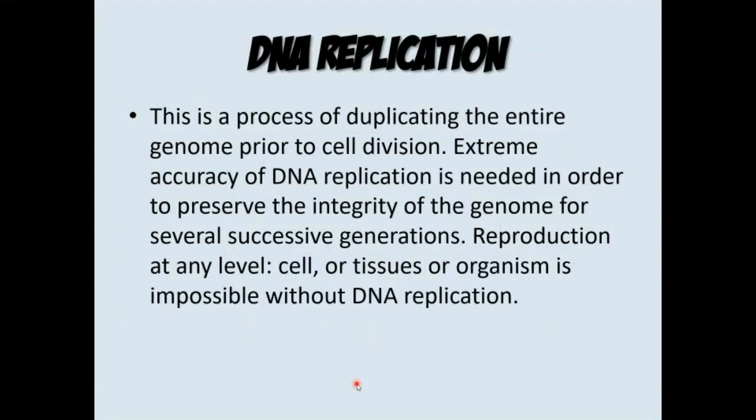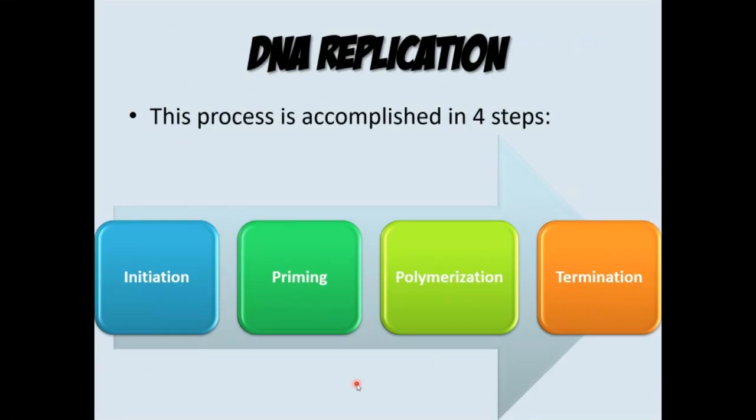And then, sa DNA replication, this is a process of duplicating the entire genome prior to cell division. Extreme accuracy of DNA replication is needed in order to preserve the integrity of the genome for several successive generations. Reproduction at any level, either cell or tissues or organism, is impossible without DNA replication. So, meron tayong 4 steps ng DNA replication. So, they are initiation, priming, polymerization, and then termination.